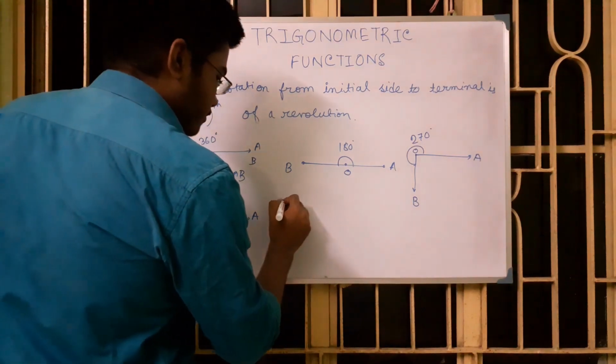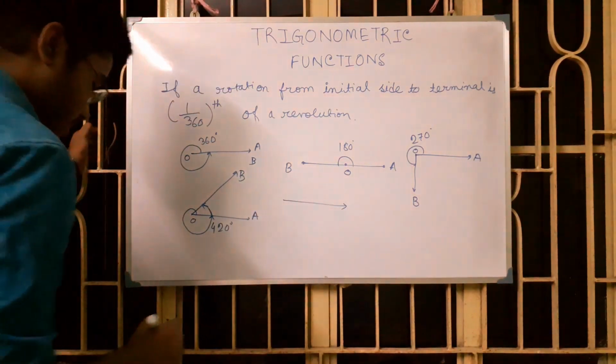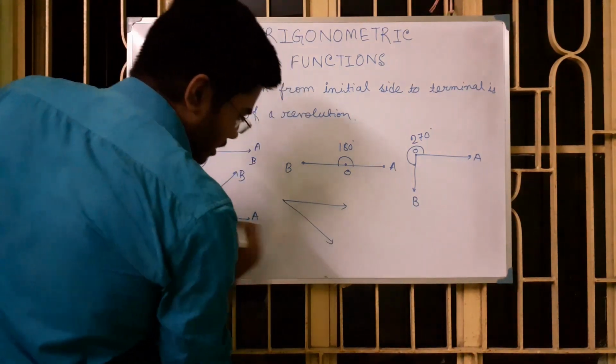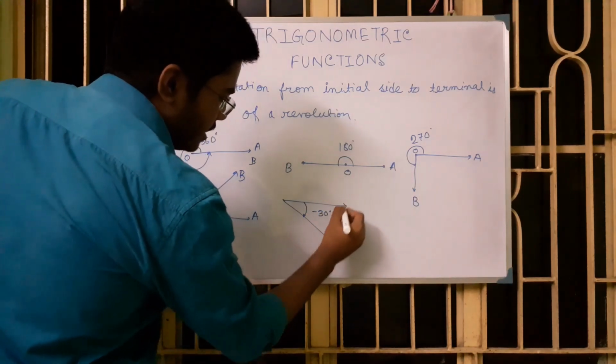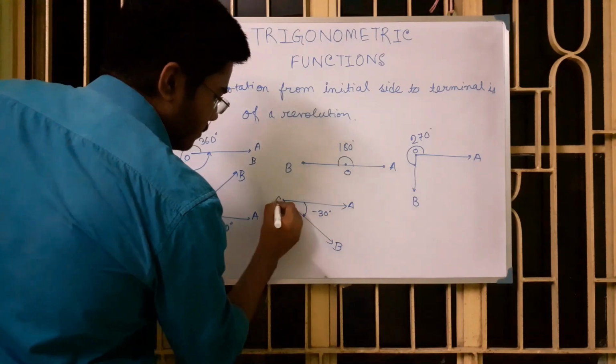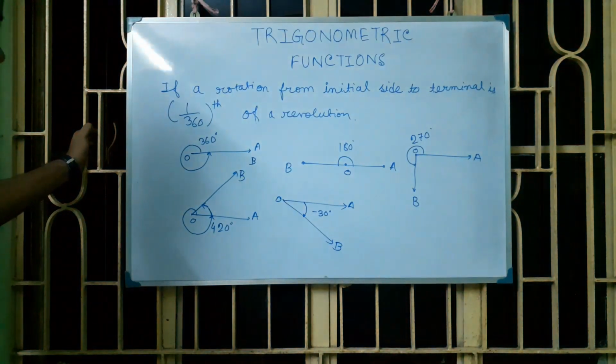Now if this is the thing and this is the thing, then this measurement is minus 30 degree.